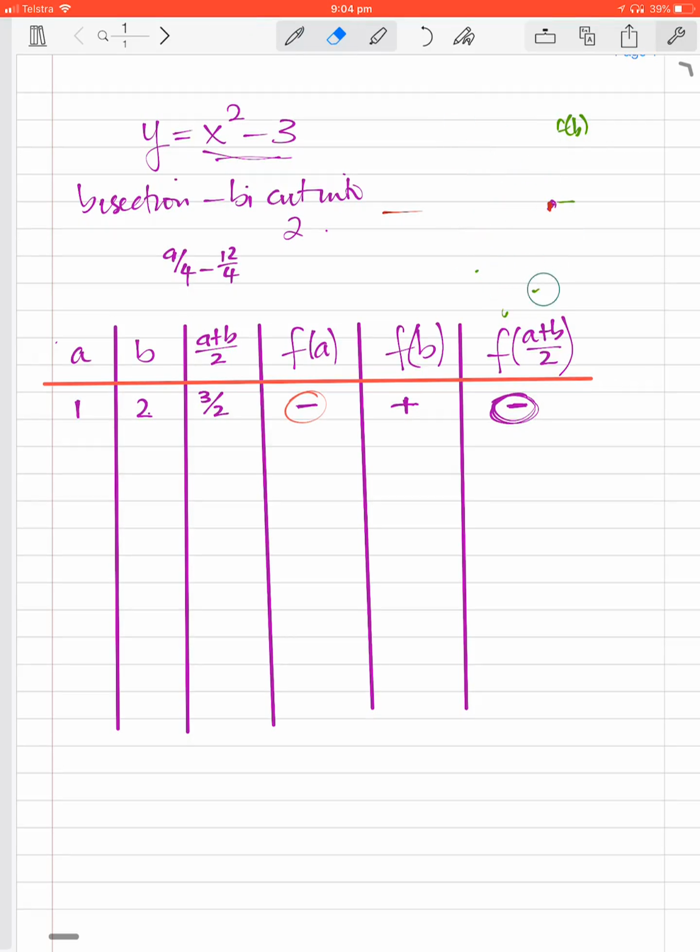Now I'm going to draw a little graph again. This time I'll try and make it clear. So here's my original graph.